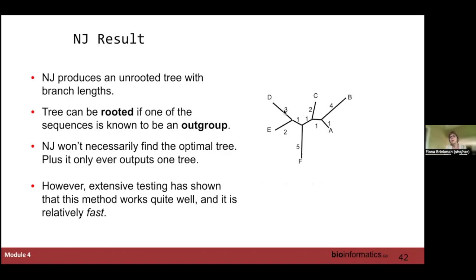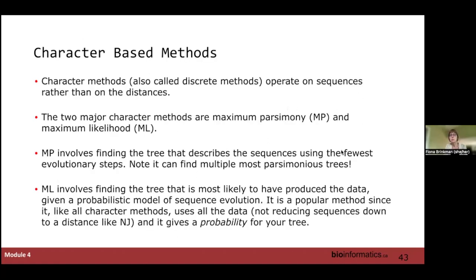You can root this to make it better, but the default is an unrooted tree with branch lengths, where it's just trying to show the branching order. Again, you can use an outgroup to root it. It won't necessarily find the optimal tree, and it only ever outputs one tree. There are other methods like maximum parsimony that will give you more than one tree if there is more than one parsimonious tree. However, testing shows this works pretty well, and it's relatively fast. So it's pretty popular. However, I would say character-based methods have really taken off.